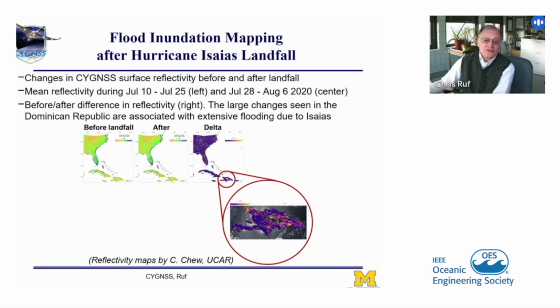So this is another capability that Cygnus has: to be able to image flood inundation after hurricane landfalls or after major flood events caused by extreme precipitation as well. So yeah, these are some of the other applications we're using.